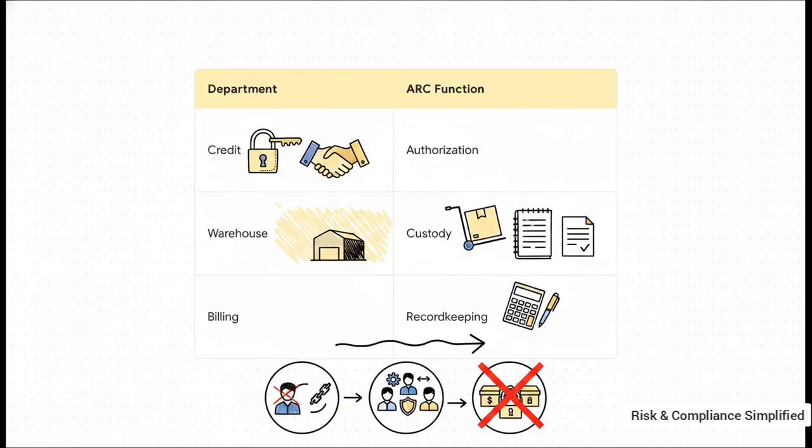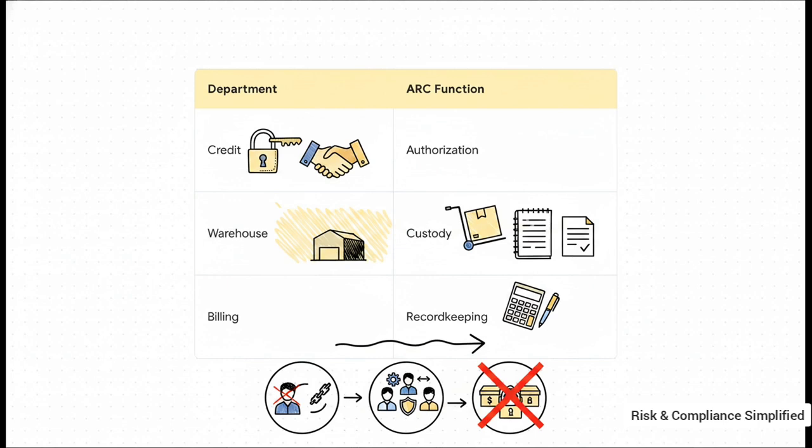So, to quickly summarize these security checkpoints, the credit department handles authorization, the inventory warehouse and shipping handle custody of the physical goods, and billing, along with accounts receivable, handles the record keeping. Because these duties are mapped to completely segregated departments, no single person can just process a fake sale, ship those expensive industrial servers to their own house, and then erase the transaction from the records.